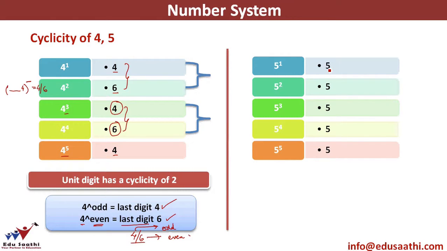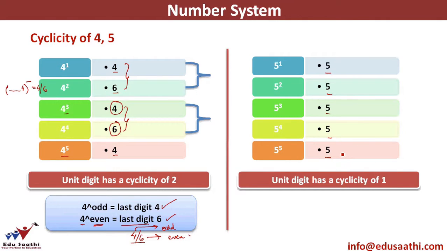Let's look at the case of 5. 5 raised to power 1 ends in 5. 5 squared, 25. 5 cubed, 125. 5 to the 4, 625. So 5 raised to any power ends with the last digit 5. Very, very important. So I would say the unit digit 5 has a cyclicity of 1. That means the same unit digit keeps repeating itself. If a number ends with 5, raised to any power it would always end with the last digit 5.